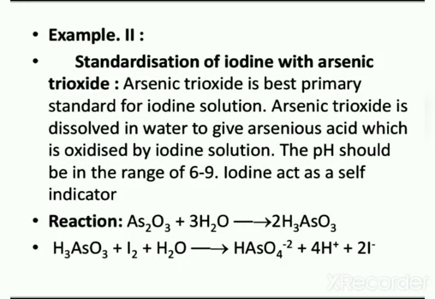Another example is standardization of iodine with arsenic trioxide. Here, arsenic trioxide is the best primary standard for iodine solution. Arsenic trioxide is dissolved in water to give arsenous acid, which is oxidized by iodine solution. The pH should be in the range of 6 to 9. Iodine acts as a self indicator here. The reaction that happens in this titration between iodine and arsenic trioxide is given here.